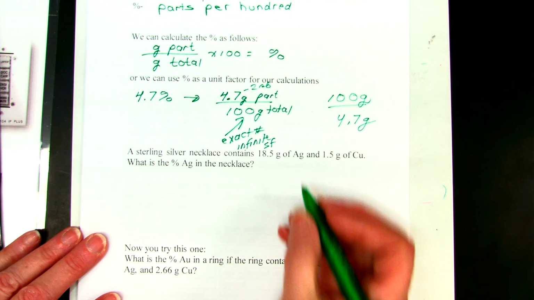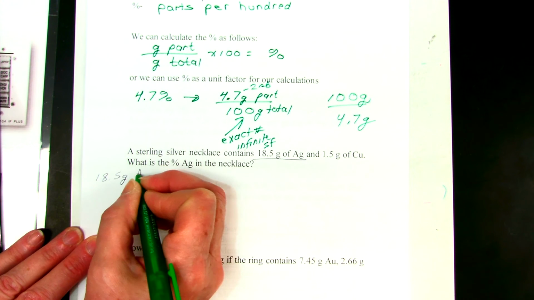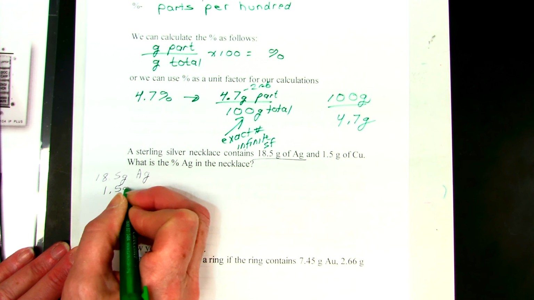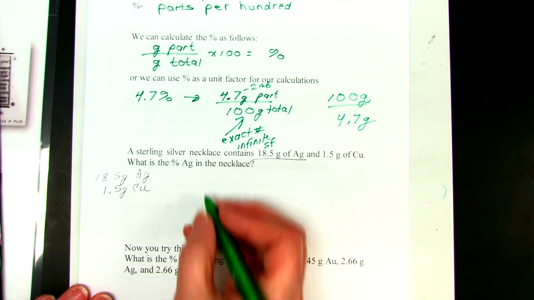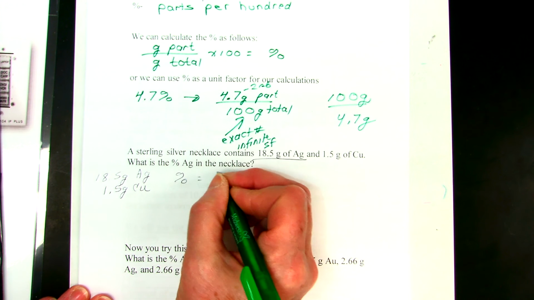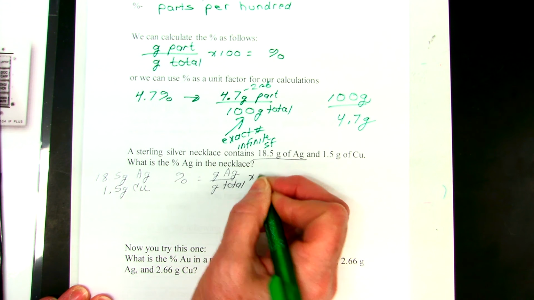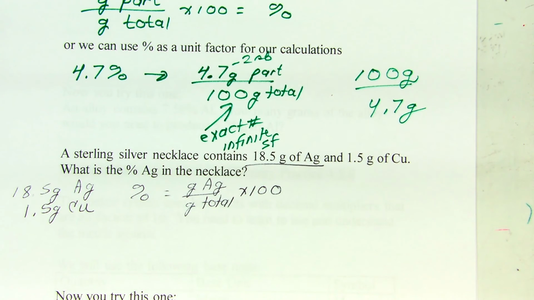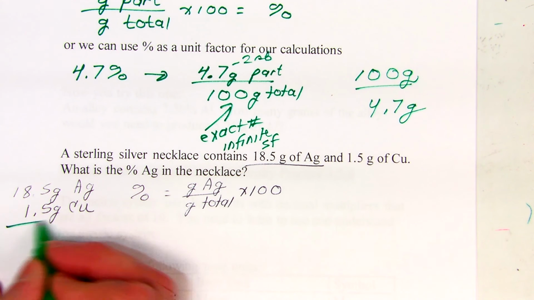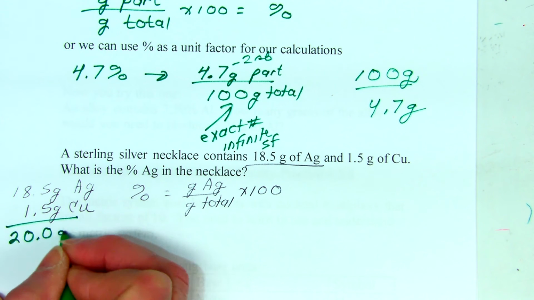Well, we know the mass of silver. We know that we have 18.5 grams of silver. And we know that we have 1.5 grams of copper. So if I want the percent silver, I know that percent silver is going to be the mass of silver divided by the mass total times 100. And when I look at the information I have, this approach will work nicely for this particular problem. So I have to figure out the total mass. So when I add these together, I get 20.0 grams total.